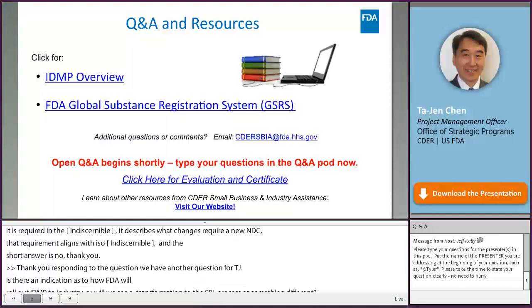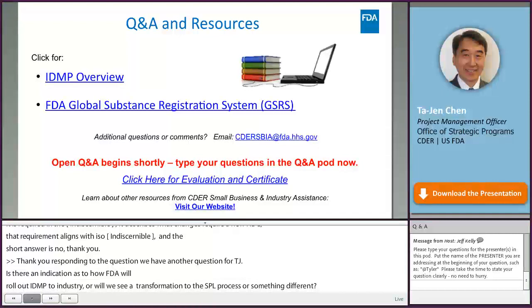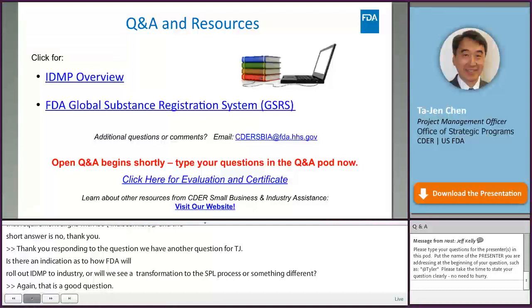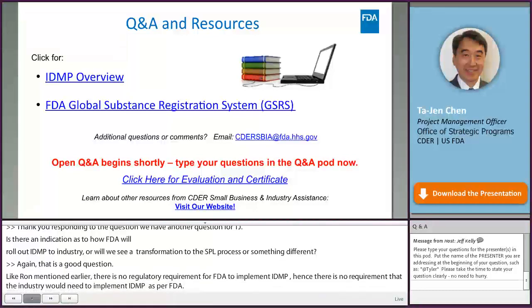Again, that's a good question. Like Ron mentioned earlier, there's no regulatory requirement for FDA to implement IDMP. Hence, there's no requirement that the industry would need to implement IDMP as per FDA direction. However, we have been using standards similar to IDMP for decades, and our goal is to continue to support that standard. And we do anticipate certain collaboration with EMA on the FHIR message for the medicinal product information.